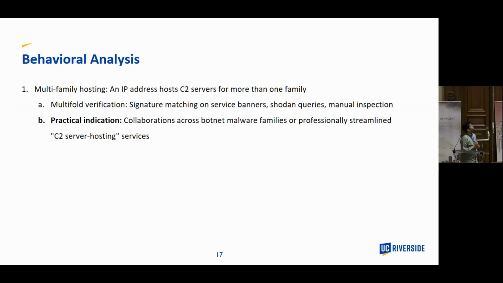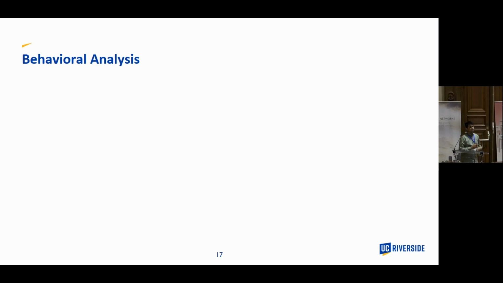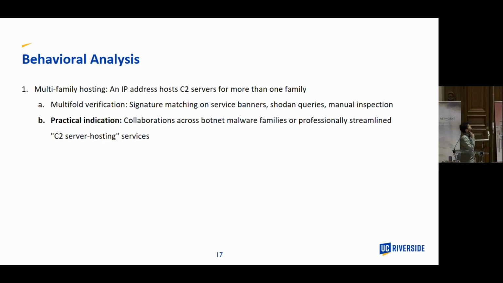For behavioral analysis, we found a couple of peculiar behaviors. One of them is multifamily hosting. What that means is different users or security experts were sharing the similar IP address with different families and different port names. This means there might be some professionally streamlined C2 server hosting service which is accessible to the attackers, and they are reusing the same system again and again.